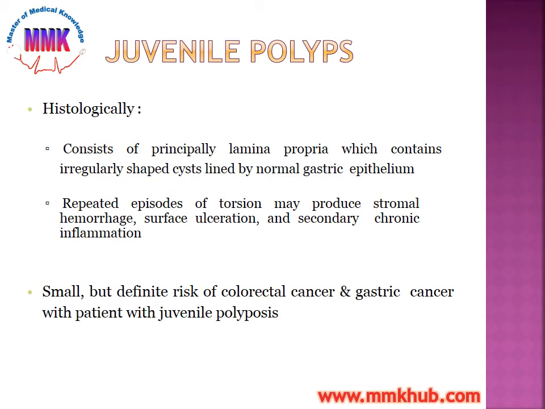Histologically, it consists principally of the lamina propria, which contains irregularly shaped cysts lined by the normal gastric epithelium. Repeated episodes of torsion may produce stromal hemorrhage, surface ulceration, and secondary chronic inflammation. Juvenile polyps are small, but there is a definitive risk of colorectal cancer and gastric cancer in the patients with juvenile polyps.